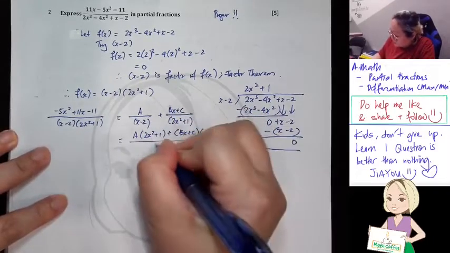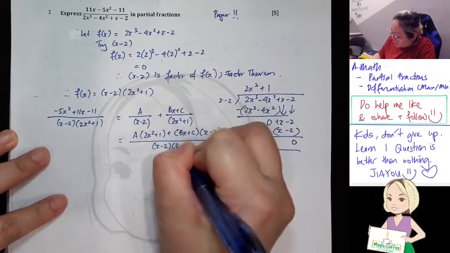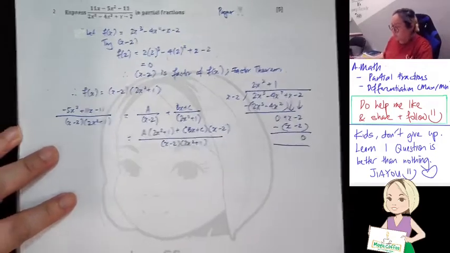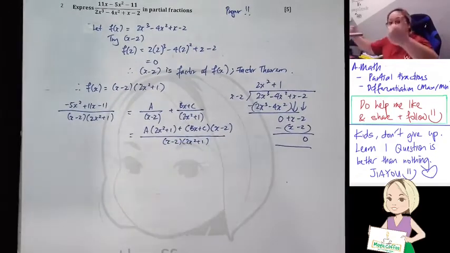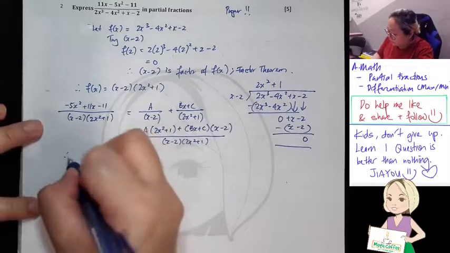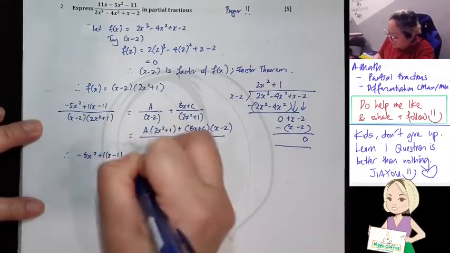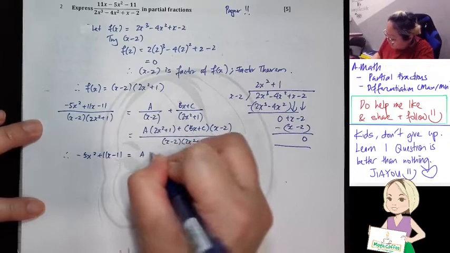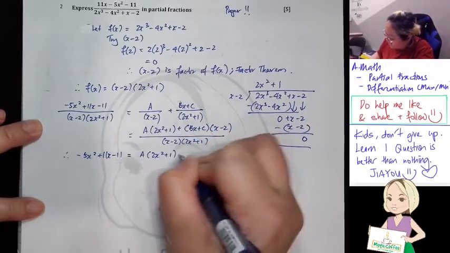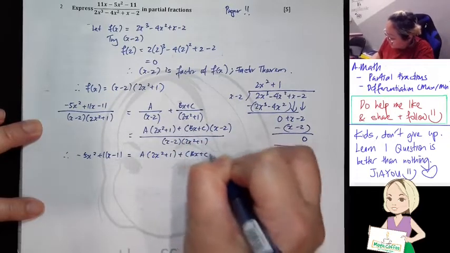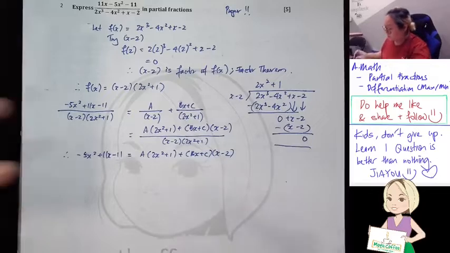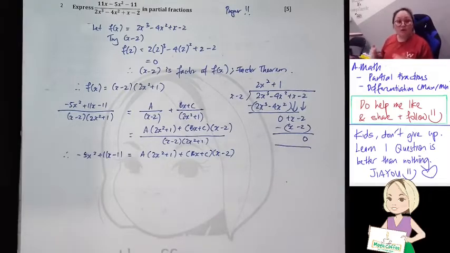So over x minus 2 and 2x squared plus 1. Now same thing, I want to look at the numerator. So I will say, therefore, minus 5x squared plus 11x minus 11 is equal to A(2x squared plus 1) plus (Bx plus C)(x minus 2). Again, of course, you can use compare coefficients or you can sub in suitable values.